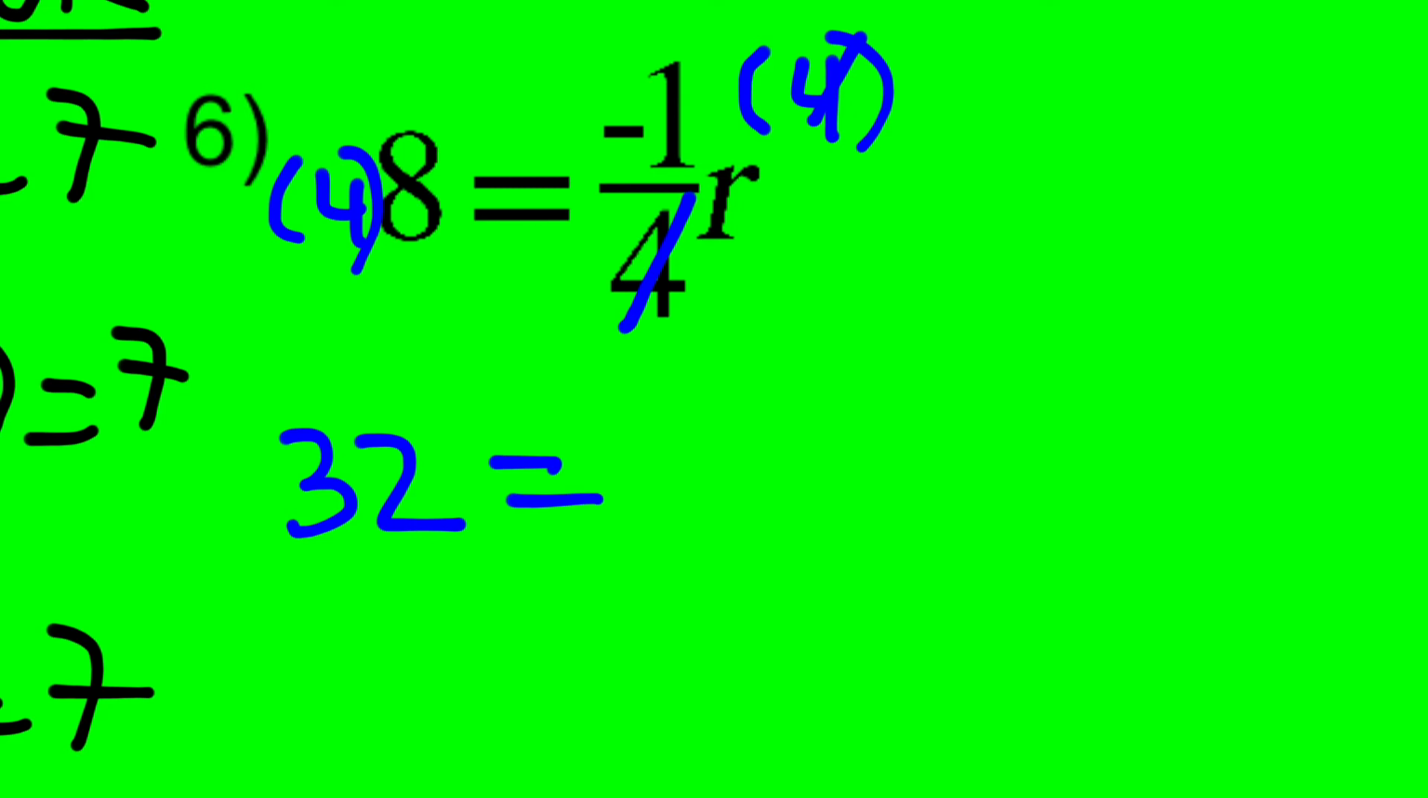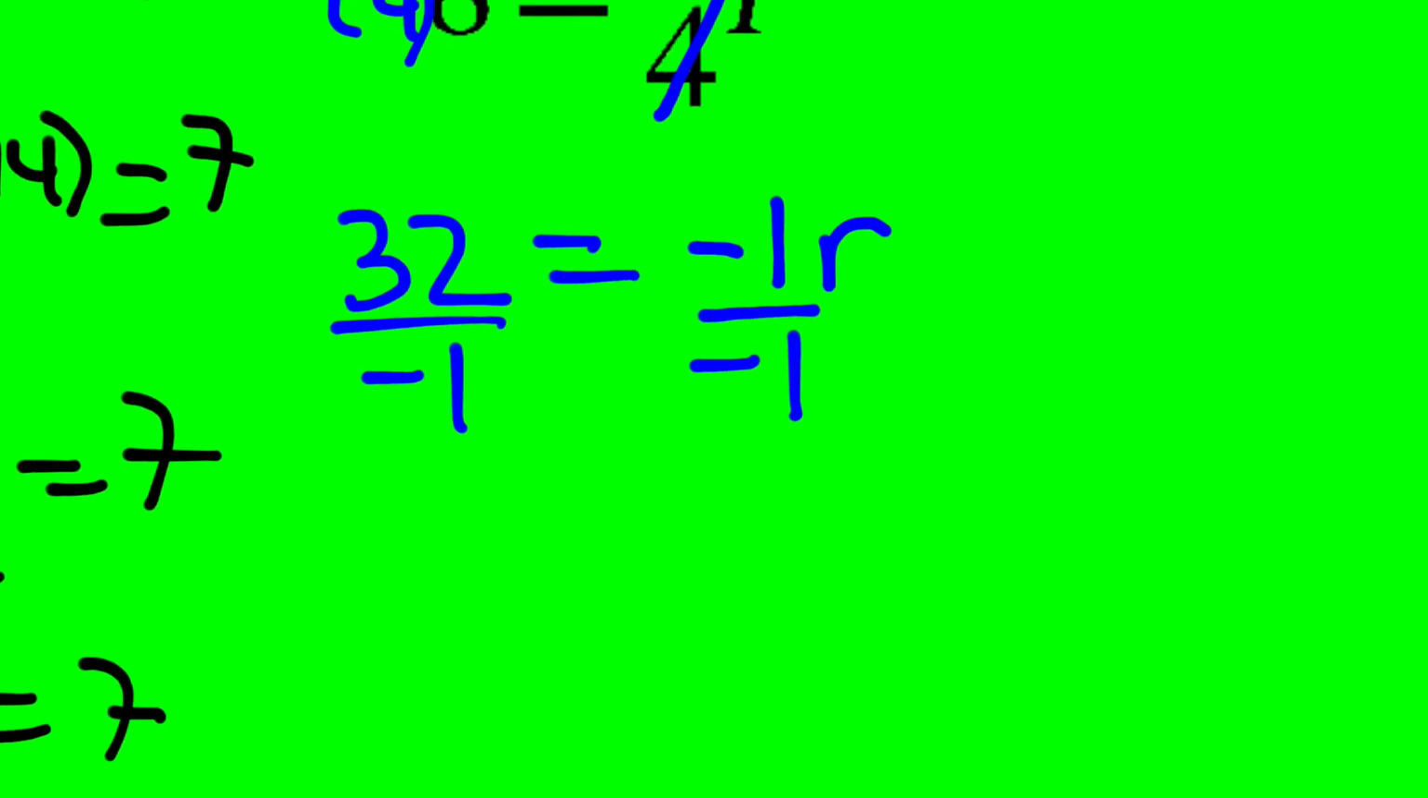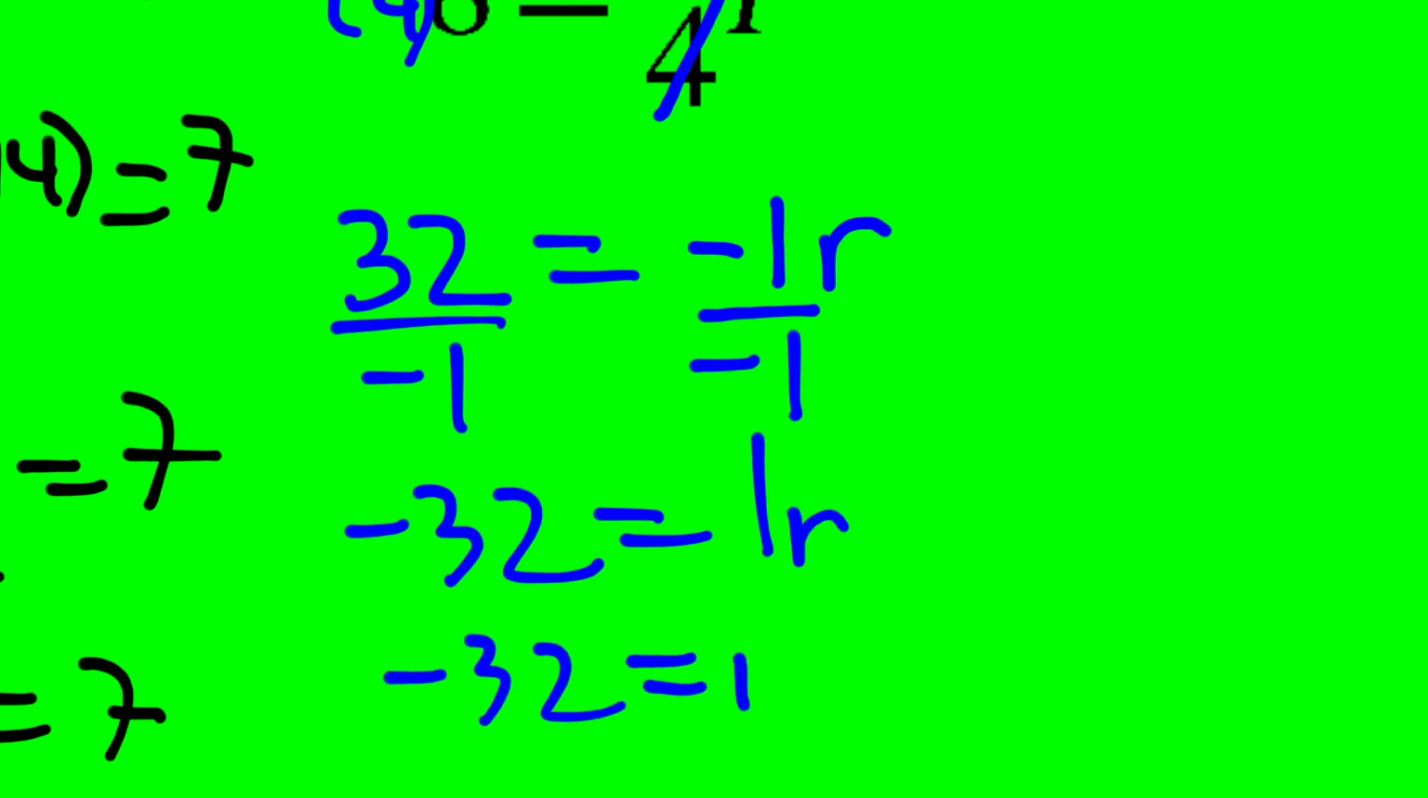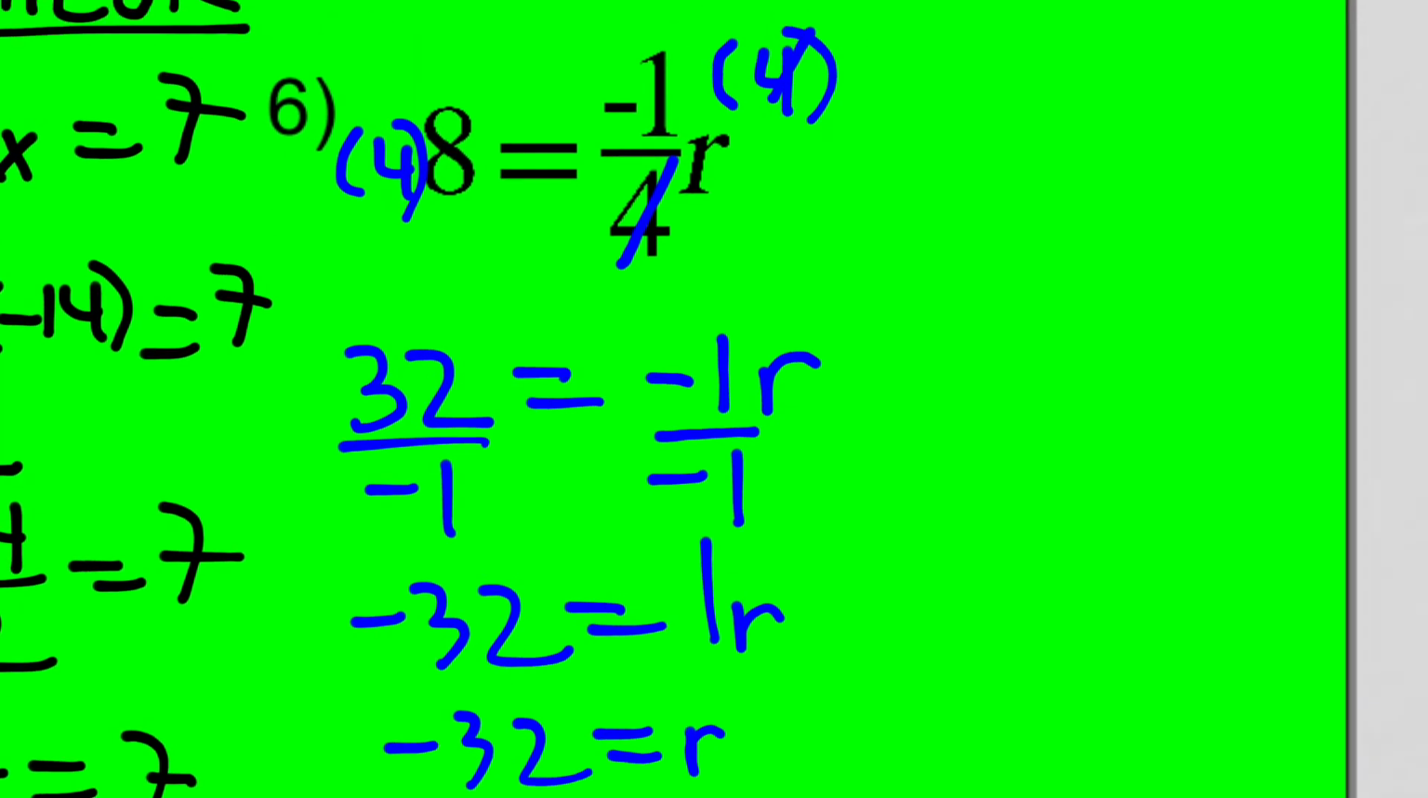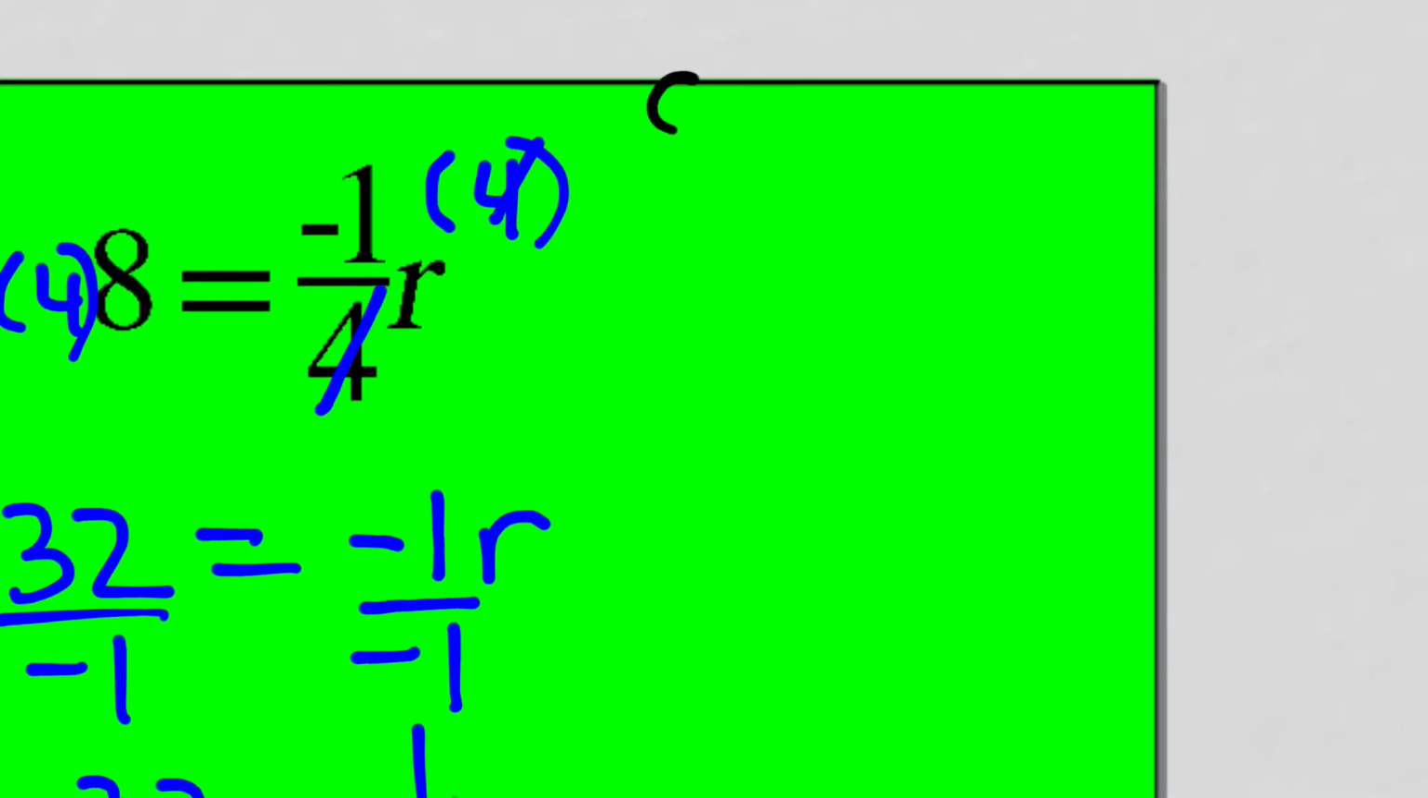So what you're really just left with here is negative 1, because you still have this negative 1, and the r. But you can't leave it like that. So I want to make negative 1 times r positive, so I divide by negative 1 and I do it there. And I get negative 32 equals 1r, or negative 32 equals r. Check it.